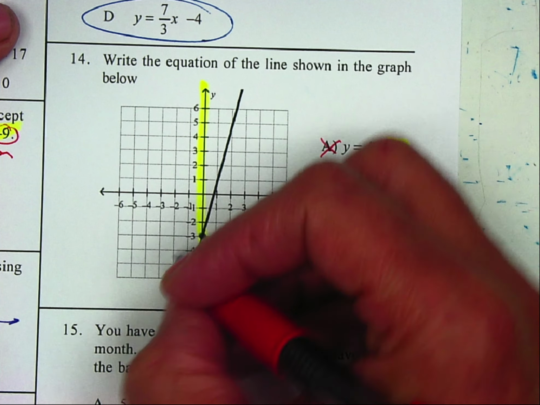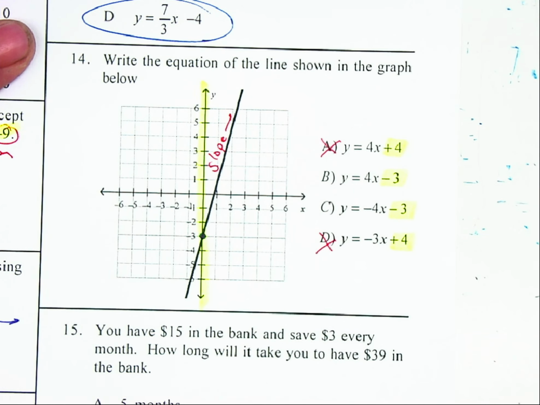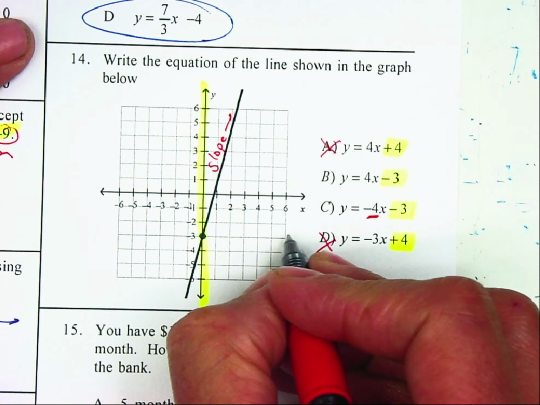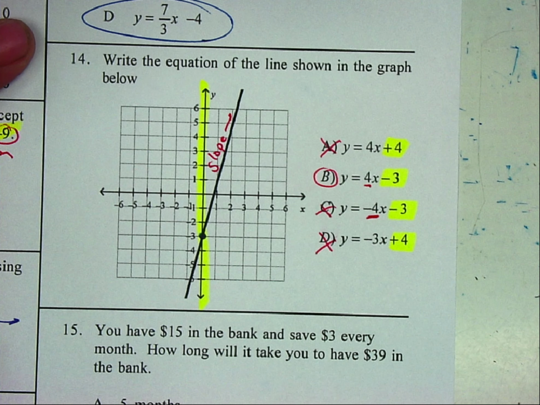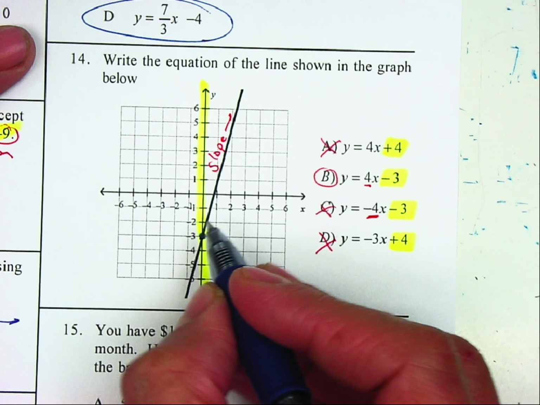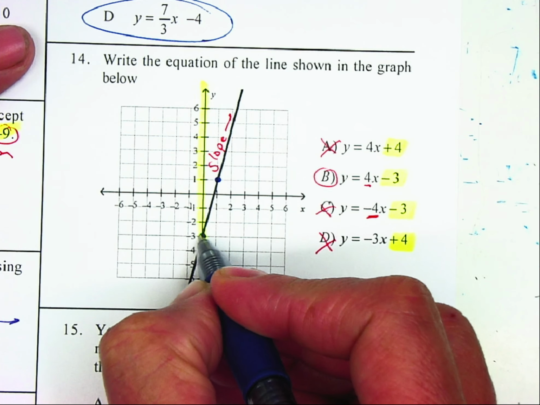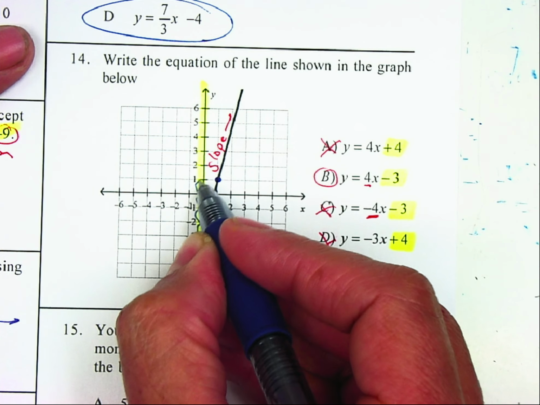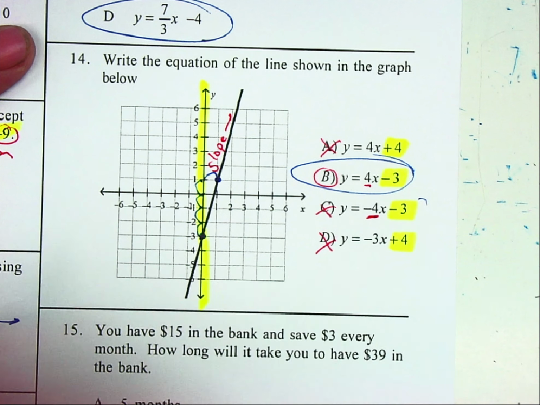My slope, positive or negative? If I write the word slope, my slope is positive. So it cannot be C. It has to be B. And if you find your slope, this is the point that crosses, not here, not here, not here, it's right here. So it'll be 1, 2, 3, 4, and over 1, which is 4.